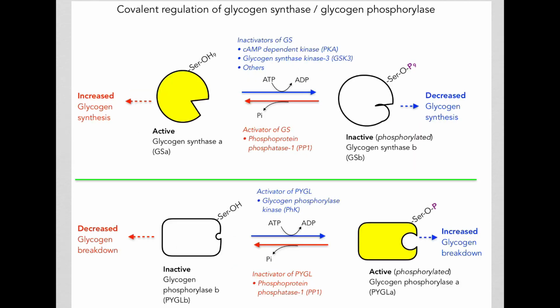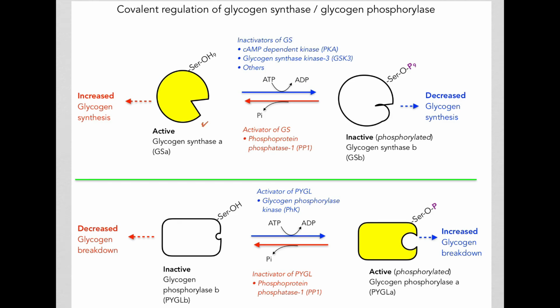So here are the two enzymes, glycogen synthase on the top here, and glycogen phosphorylase, which is involved in glycogen breakdown, at the bottom here, shown side by side so that we can compare the two enzymes and what happens to them when they are phosphorylated.